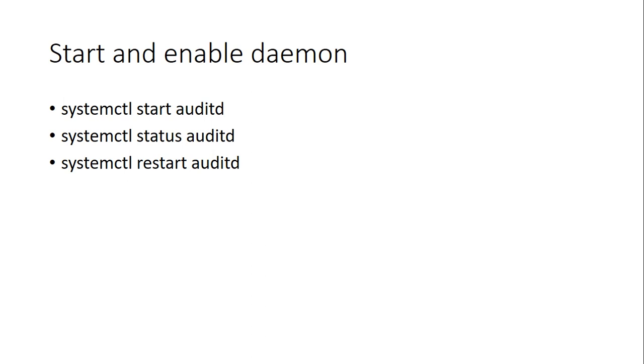Then there are some commands that we can use to start, restart, or look at the status of Auditd. Those are systemctl start auditd, systemctl status auditd, and systemctl restart auditd. Before we actually start Auditd, we should validate that we are capturing the events we need, that we are not capturing events that we do not need, and that we are not causing any performance impact to our system by using Auditd.